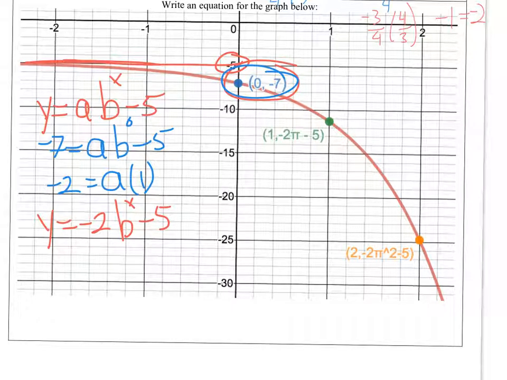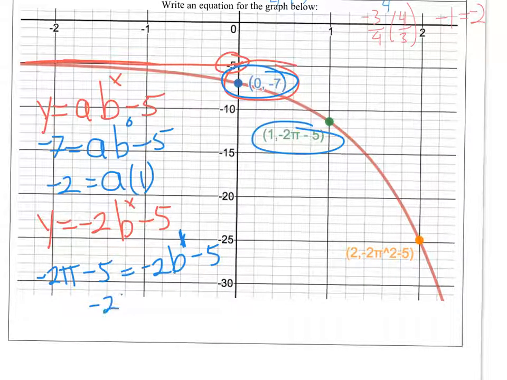I'm going to plug in my next point. So we're looking at negative 2 pi minus 5 is equal to negative 2b to the x minus 5, and x is going to be 1 for this problem. I'm going to add 5 to both sides, and I get negative 2 pi is equal to negative 2b to the 1, which means that if I divide by negative 2, I get pi is equal to b.